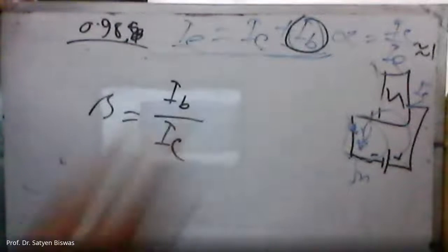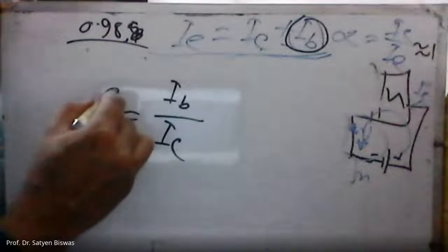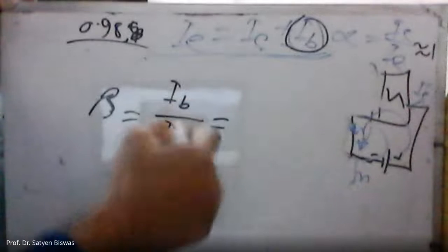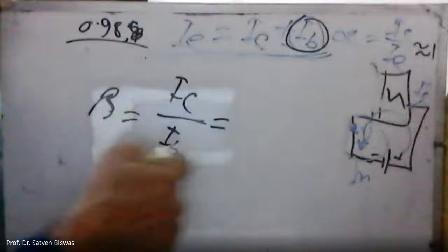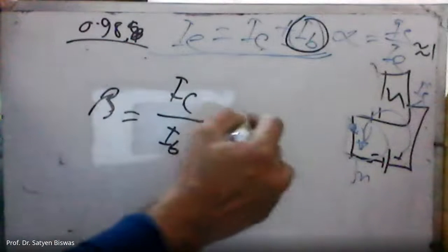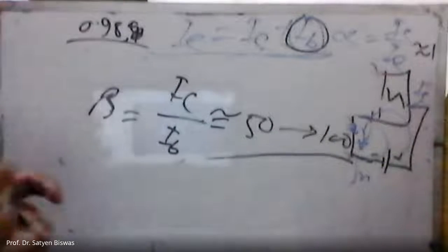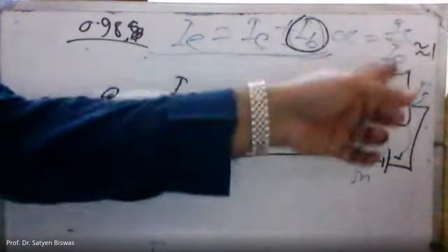Beta is equal to IB by IC. Remember that? I made a mistake: IC by IB. IC is bigger, but IB is so small, that's why beta is approximately 50, and 10 to 100, something like that. So beta is bigger, but alpha is small. Alpha is IC and IE, almost the same.